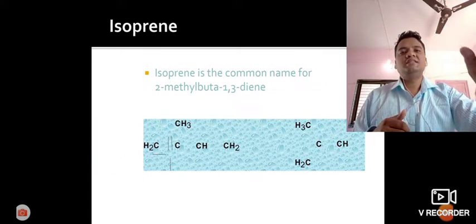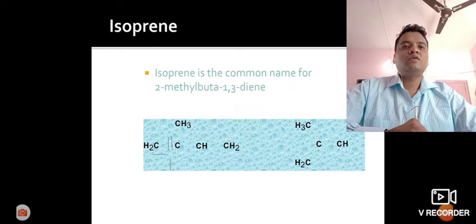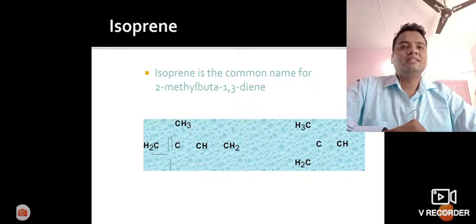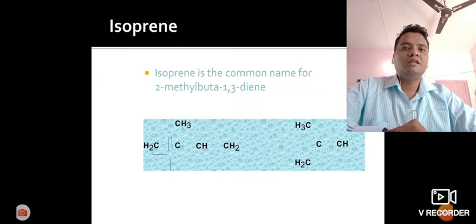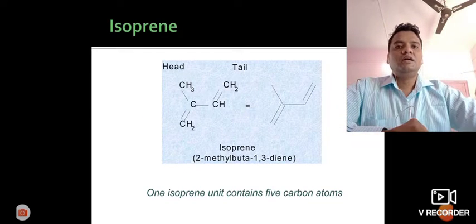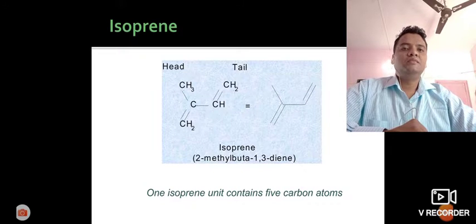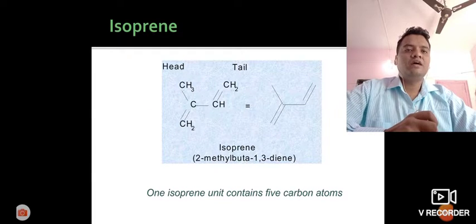Then isoprene, which is one type of terpene. The common name of isoprene is 2-methyl buta-1,3-diene. This is the chemical structure of the terpene unit. It contains 5 carbon atoms. This is the structure of isoprene, that is 2-methyl buta-1,3-diene. One isoprene unit contains 5 carbon atoms.